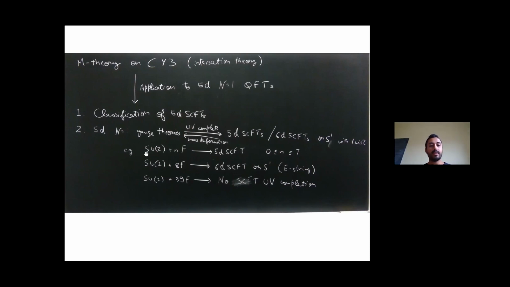Right. So some examples of these five-dimensional gauge theories, which can be UV completed, are SU(2) with n fundamental hypers. It's known that it UV completes into a 5D SCFT if n is less than or equal to 7. It UV completes into a 6D SCFT on a circle if n is equal to 8, and this 6D SCFT is known as the E-string theory. And it's expected that if you have more than 8 flavors, then there is no SCFT UV completion.